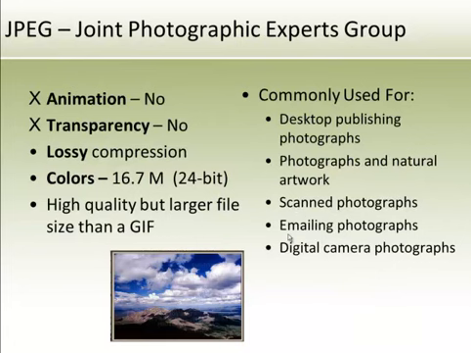JPEG is probably what most of you are familiar with, because if you use a digital camera, you're using probably JPEGs. You cannot do animations with JPEGs. JPEGs cannot be transparent. When you compress them, they do lose quality, so that's called lossy. But it can have up to 16.7 million colors, and that's why we use them with digital cameras. It's a higher quality, but it also has a larger file size than GIF, but not necessarily. JPEGs are pretty small too. These are your most common for scanning, digital cameras, desktop publishing.